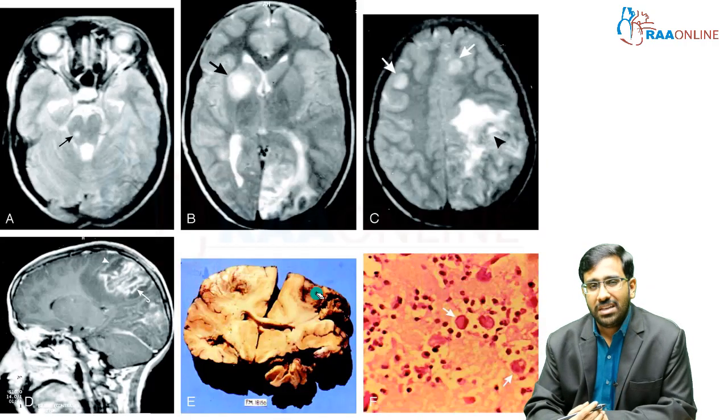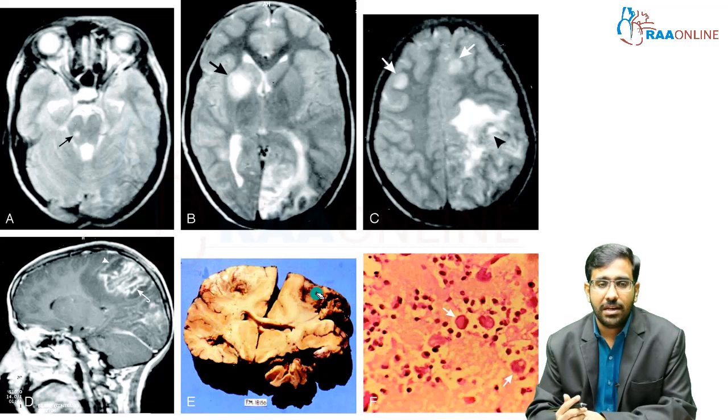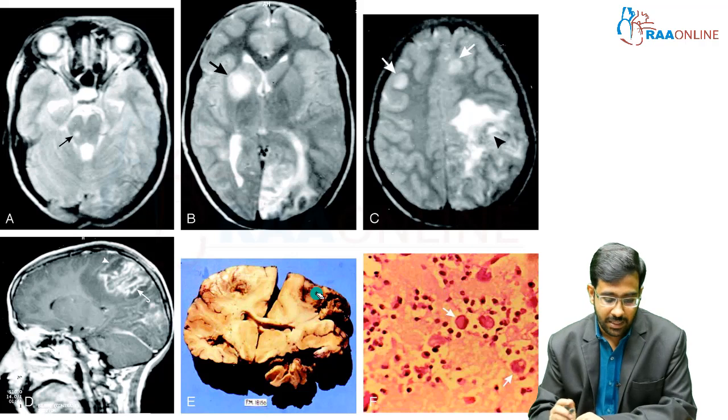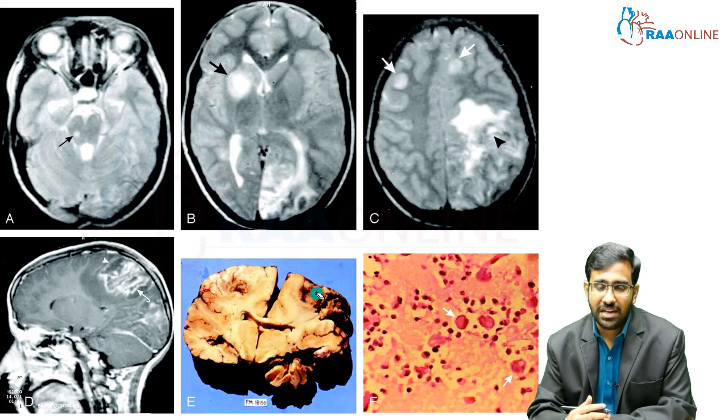So now moving on to the various specimen sections. Here you are able to see 6 images. Images A, B, C, D are going to be a radiological investigation which is going to tell us about the radiological findings pertaining to the amoebic lesion in the brain.